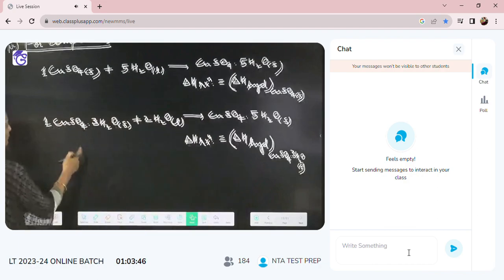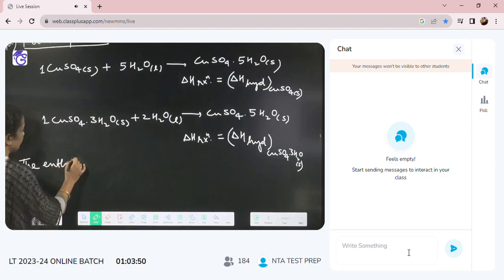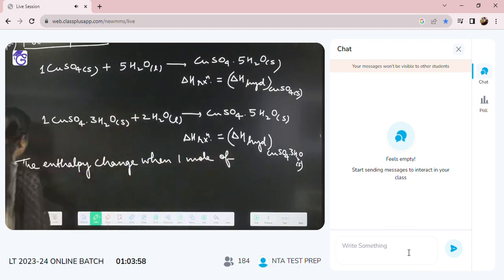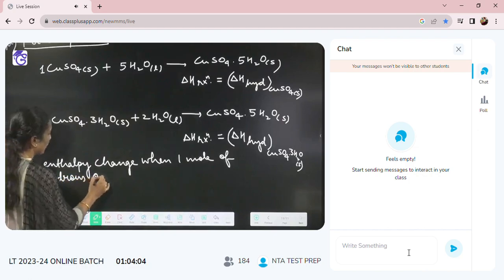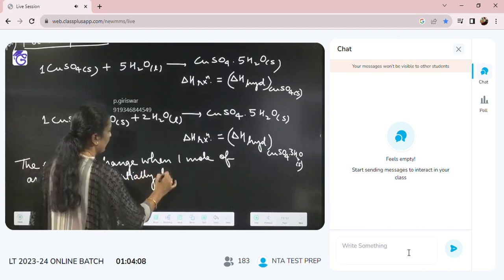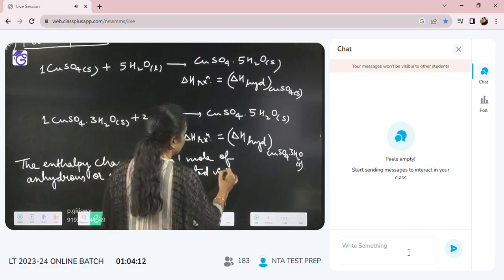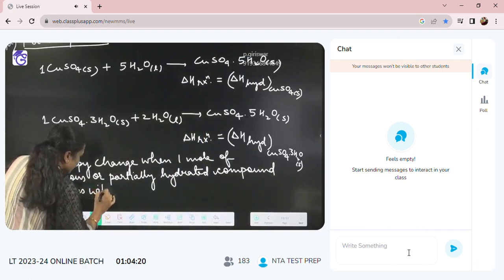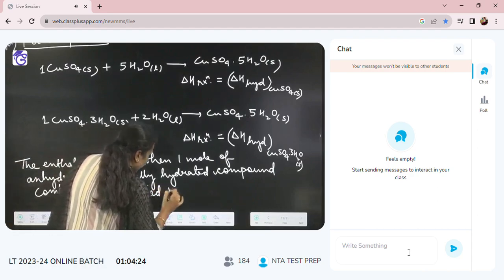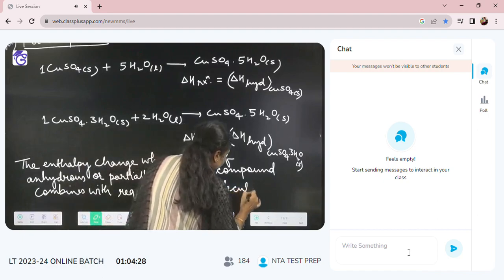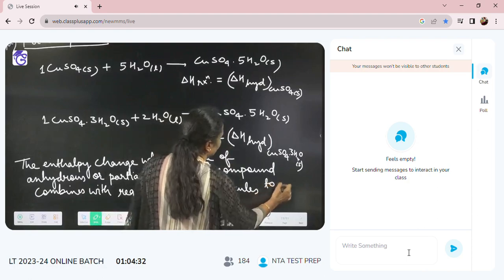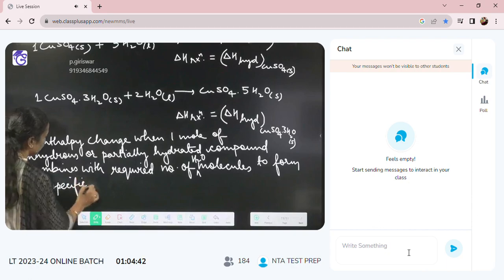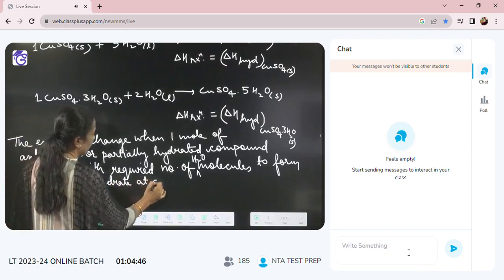So I'll write down the definition part here. The enthalpy change when 1 mole of anhydrous or partially hydrated compound combines with the required number of water molecules to form a specific hydrate, at a particular temperature and pressure.